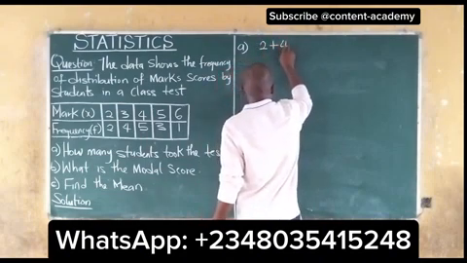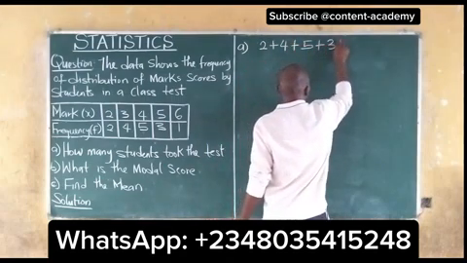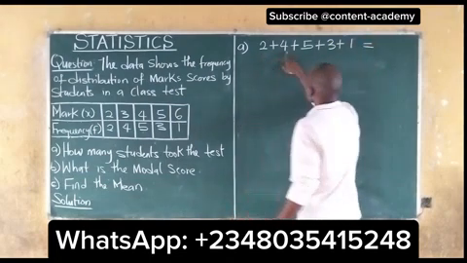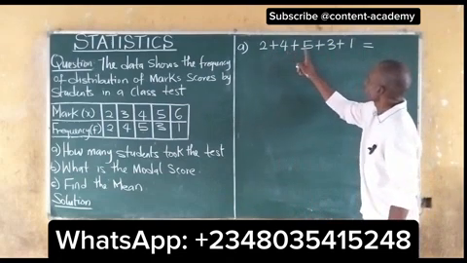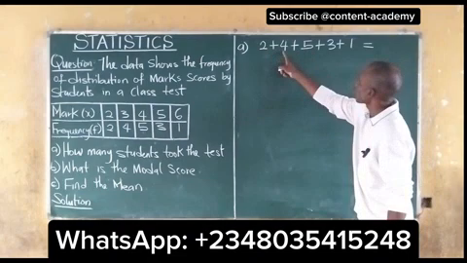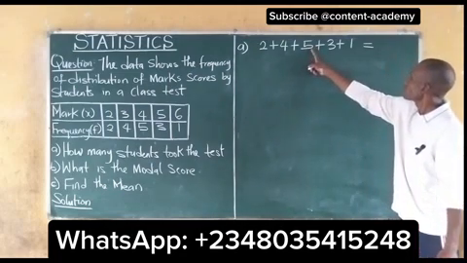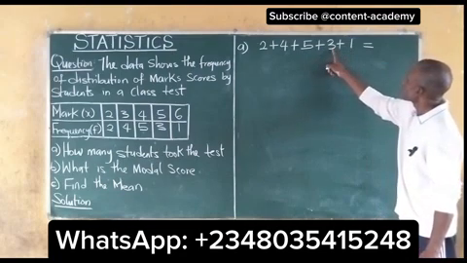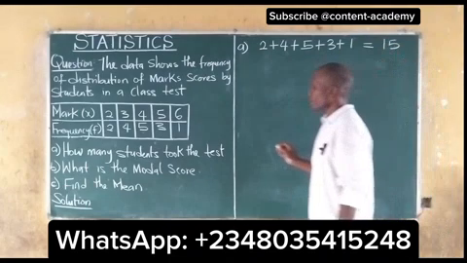2 plus 4 plus 5 plus 3 plus 1, which is equal to 2 plus 4, sorry, we have it to be 6. 6 plus 5, we have it to be 11. 11 plus 3, we have it to be 14. 14 plus 1, which is 15. So 15 persons.